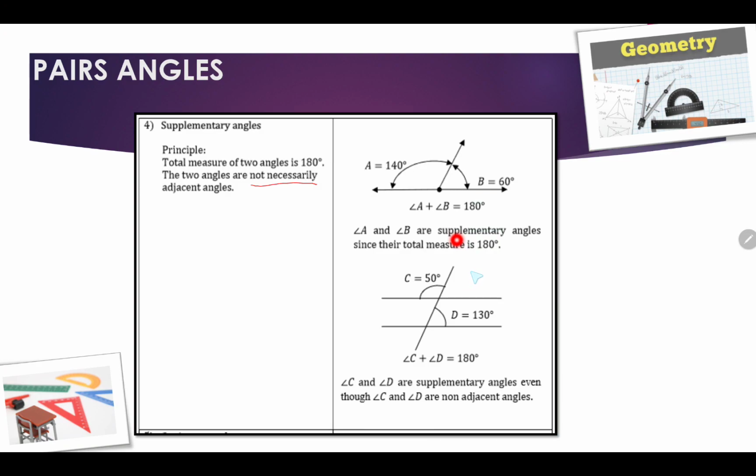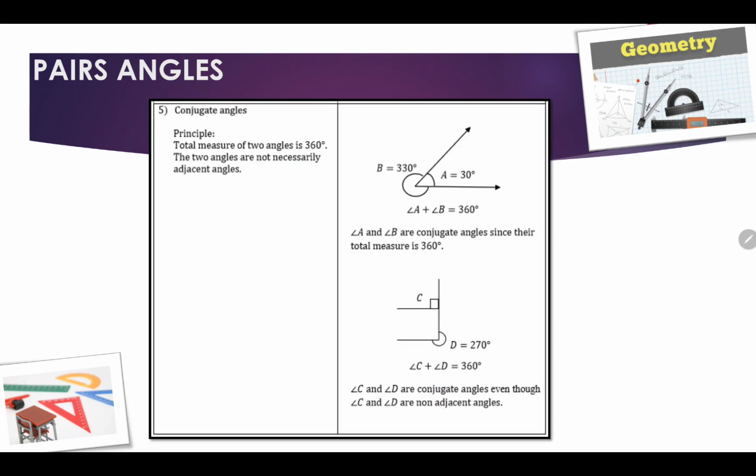Also same with this, angles C and D. Okay, angle C and D are not adjacent sebab dia bukan sebelah-sebelah, tapi kita masih boleh panggil dia sebagai supplementary because the total measure of these two angles is 180. Okay, so kita panggil dia supplementary angles.